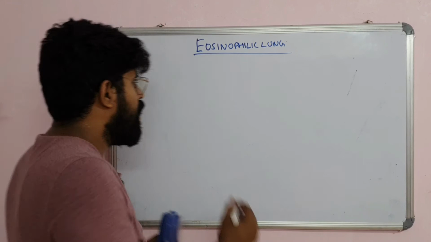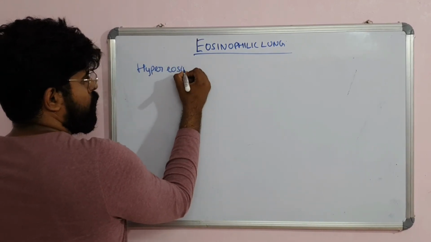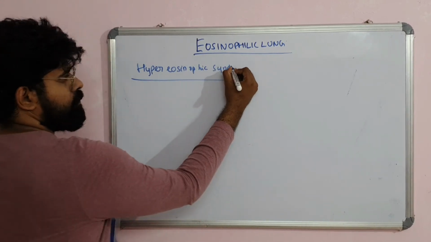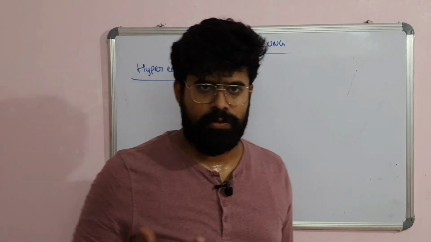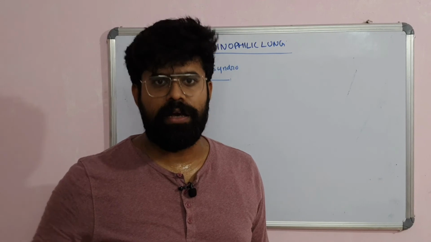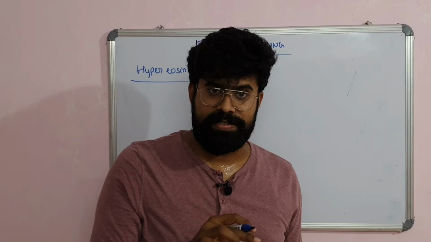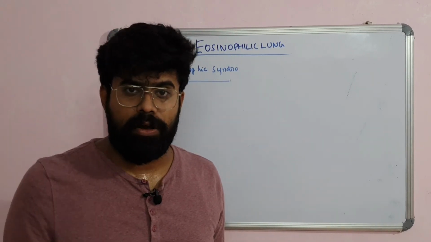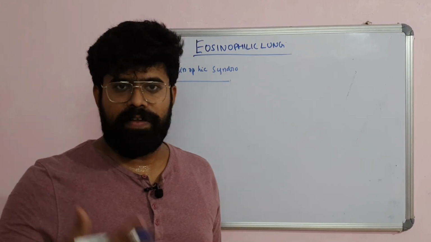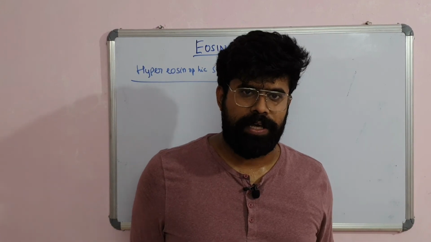Next we will be dealing with hypereosinophilic syndrome. So what is this hypereosinophilic syndrome? As the name suggests, it is hypereosinophilia. There is peripheral blood hypereosinophilia, tissue hypereosinophilia, and the bronchoalveolar lavage also shows hypereosinophilia. Secondly, there will be eosinophilic infiltration of the organs causing organ dysfunction. Third, there won't be any of the primary causes of eosinophilia.